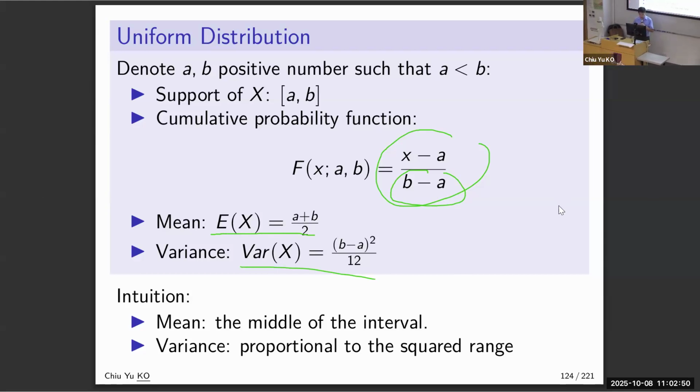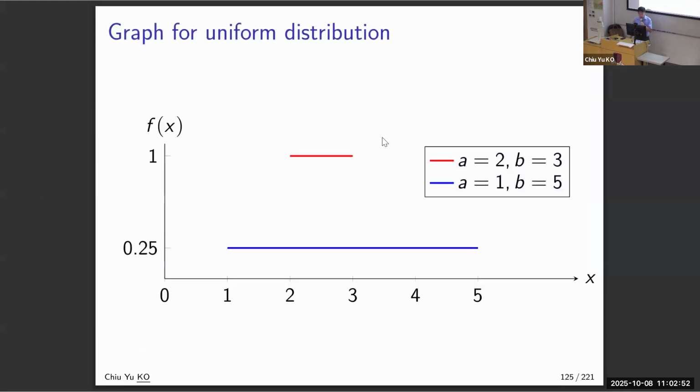And this is the type of graph. You will see this one where A is 2, B is 3, and another where A is 1, B is 5. Do remember the area under the f must be 1. That's why when A and B are closer together, it must be higher, because the height is 1 over B minus A, if you remember.